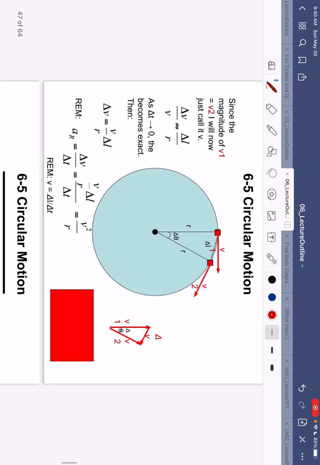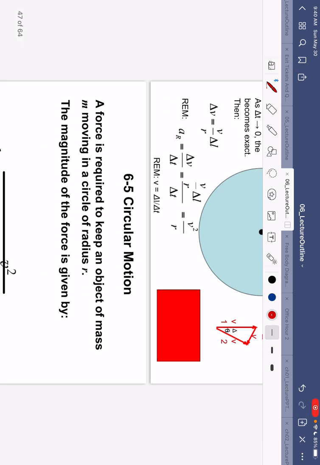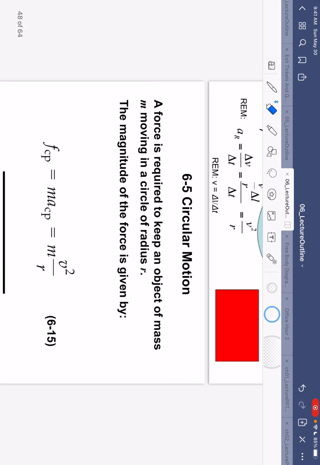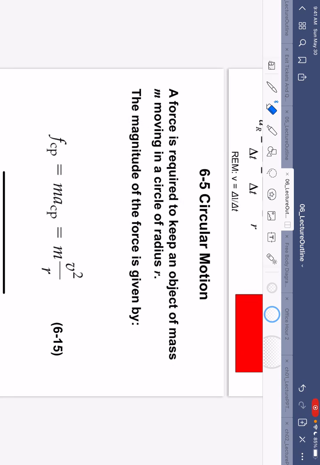Now, always, if I want to keep an object in circular motion, I need a force that is required to keep it in that circle. The magnitude of that force, we call it again centripetal force, is going to be m a_c, and that is going to be m v squared over r.